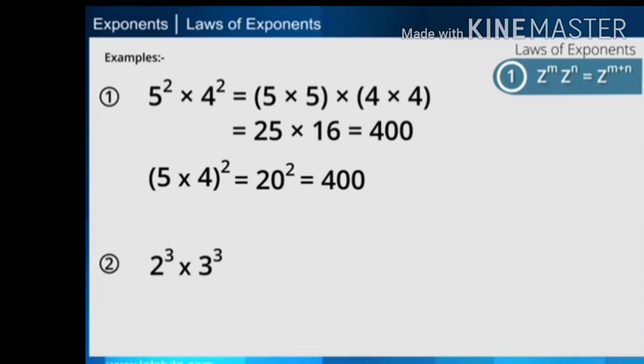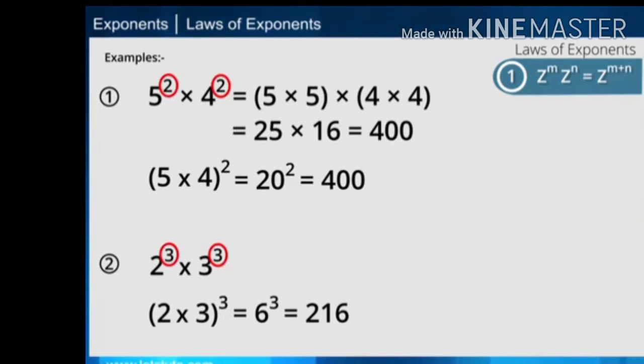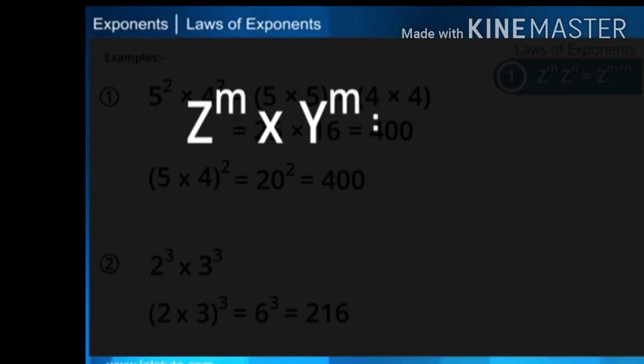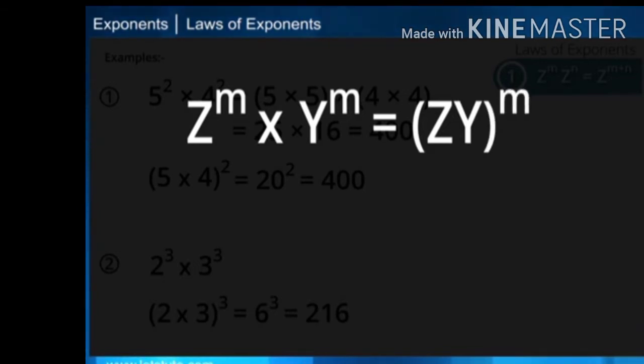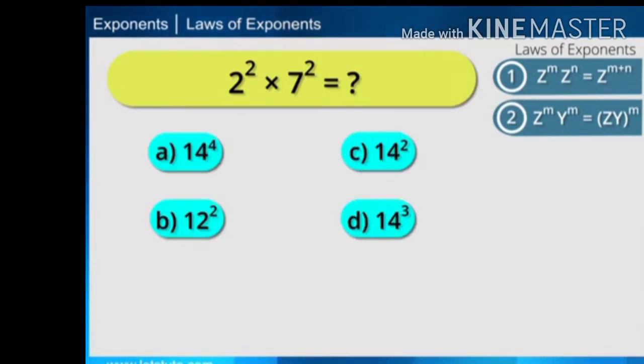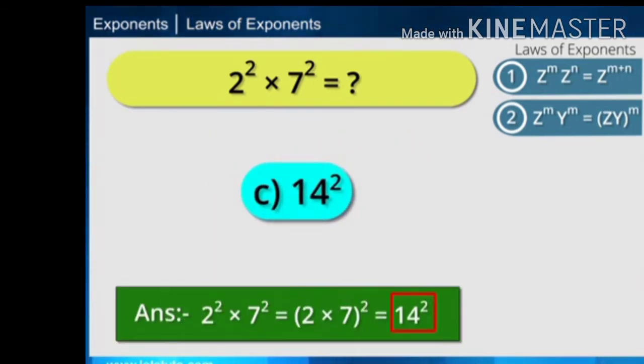Next, here we can see that the exponents are identical. Therefore, for identical exponents, we have to multiply the bases. Therefore, z raised to the power m multiplied by y raised to the power m is equal to z into y raised to the power m. So, this is our second law of exponent. What will be 2 raised to the power 2 multiplied by 7 raised to the power 2? It will be 14 raised to the power 2.